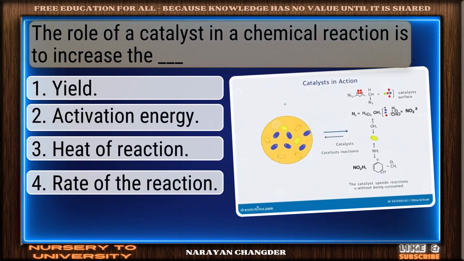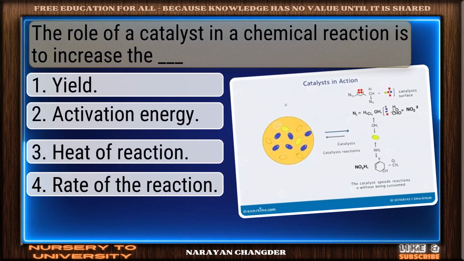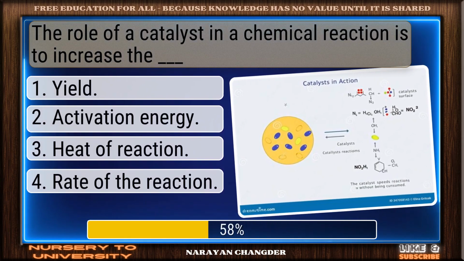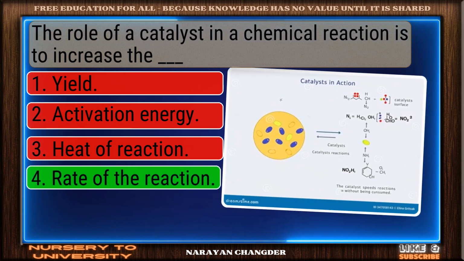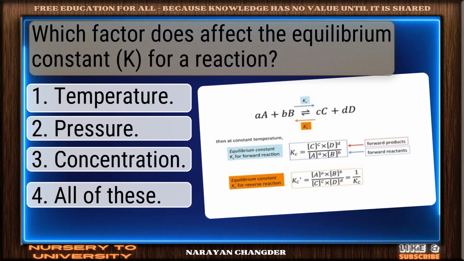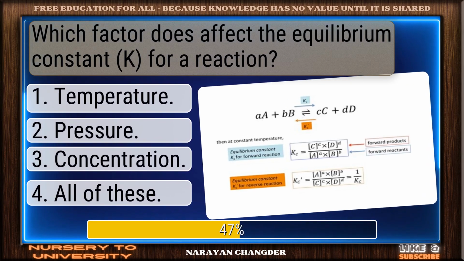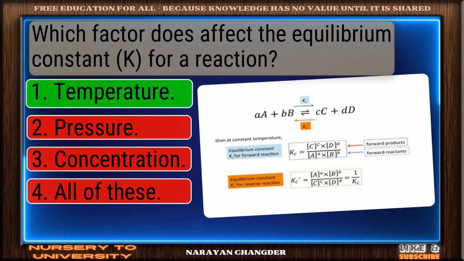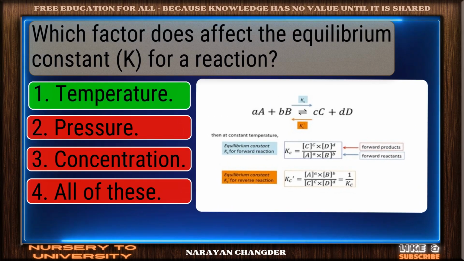The role of a catalyst in a chemical reaction is to increase the dash. Good thinking. Rate of the reaction is the right answer. Which factor does affect the equilibrium constant for a reaction? Great job. Temperature is the accurate answer.